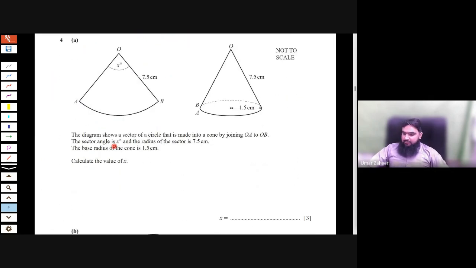All right, now we have to move to the next one. We have question number 4. The diagram shows a sector of a circle that is made into a cone by joining OA and OB. The sector has angle x and the radius of the sector is 7.5. The base radius of the cone is 1.5. Calculate the value of x.